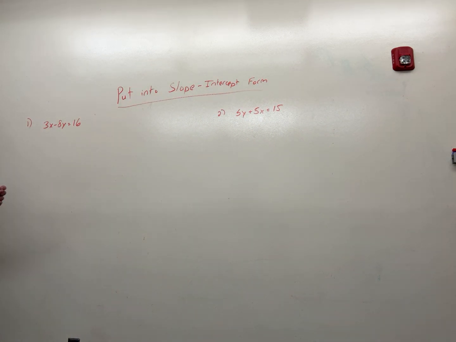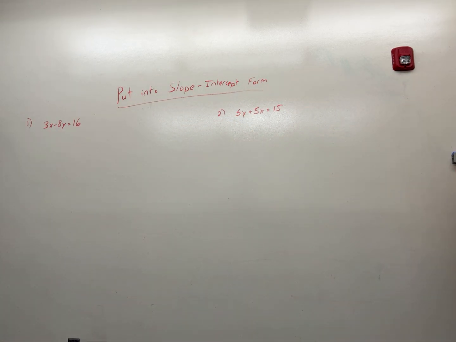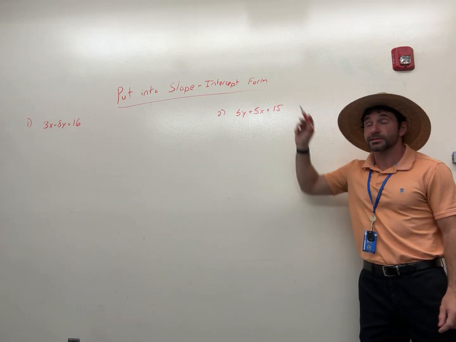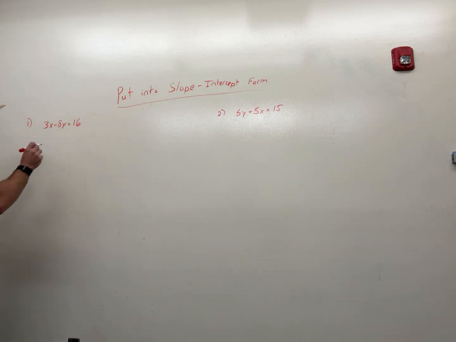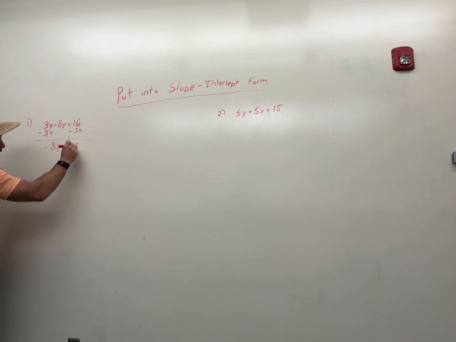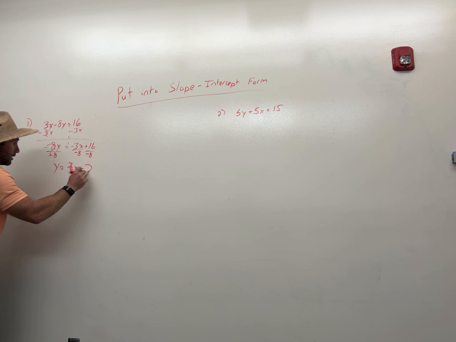So, we are graphing. When we talk about linear equations, linear being straight lines, the one thing that we're going to go back to is slope-intercept form. Slope-intercept form is y equals mx plus b. That means we need to solve for the y. We subtract 3x from both sides. That leaves me negative 8y equals negative 3x plus 16. Everybody with me there? To isolate the y, we are going to divide each by negative 8. That gives me y equals 3/8 x minus 2.